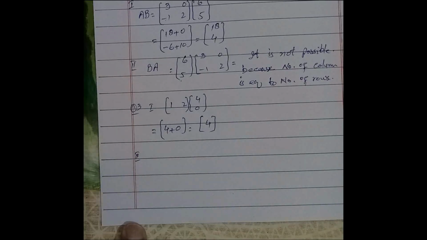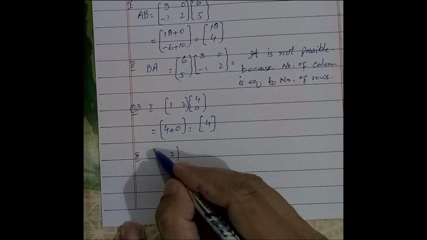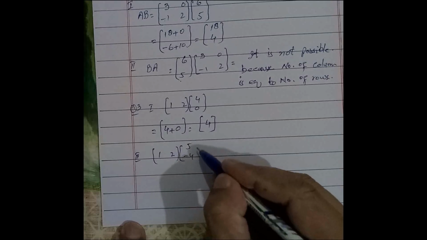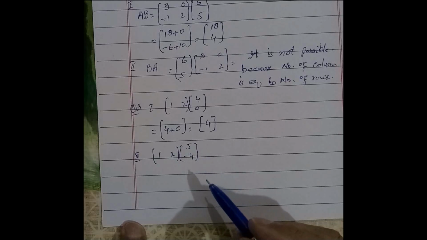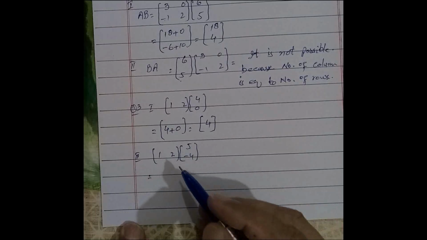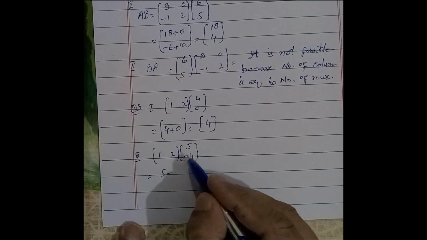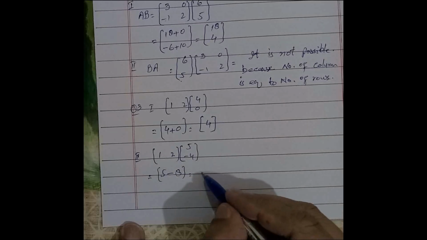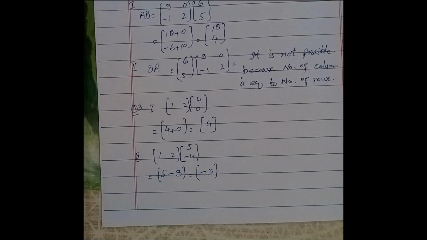The second part is 1 2 and 5 minus 4. Same: 2 columns and 2 rows, they are conformable for multiplication, so we multiply these matrices. 1 multiplied by 5 is 5, plus 2 multiplied by minus 4 is minus 8. And simplifying them, minus 3 is the answer, the product of the two matrices.